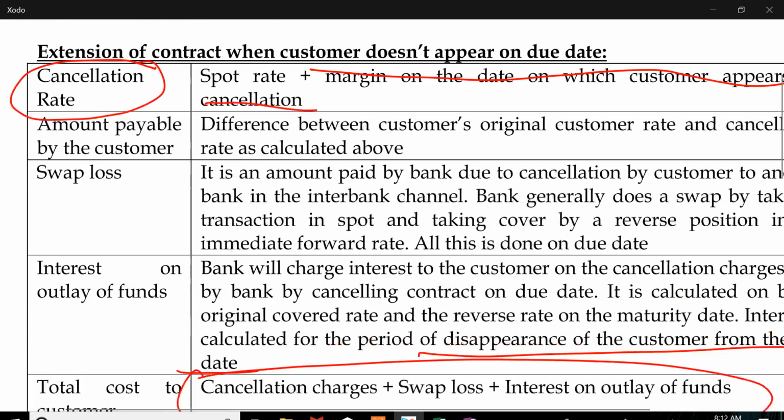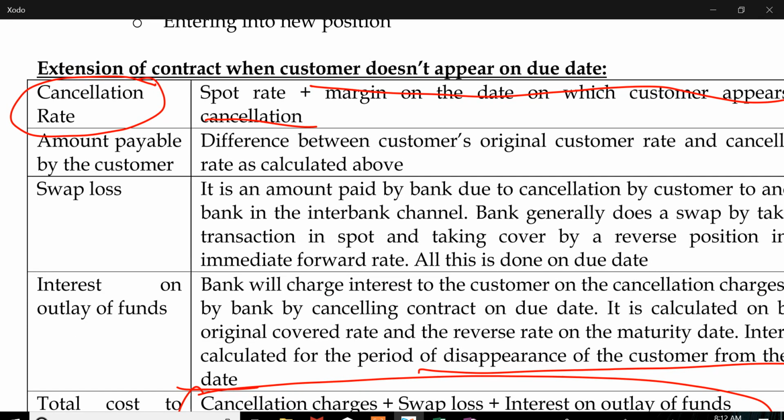Till now, any doubts anywhere? The only one departure which I am doing from the general rule is cancellation rate refers to the rate on the date on which the customer appears and not the originally contracted date. I have till now kept on saying on June 30, what is the rate for June 30? I kept on matching the date. But on July 10, I cannot find the rate for June 30 because this guy didn't come on the due date. He is coming later and I cannot go back and calculate this. Clear?